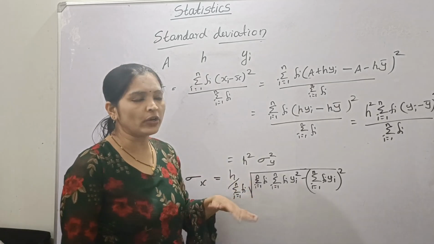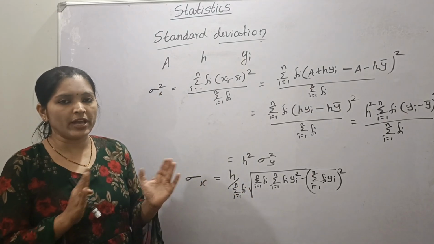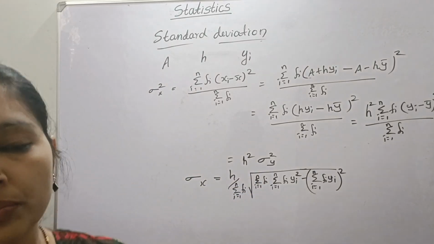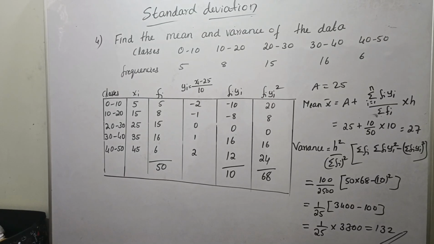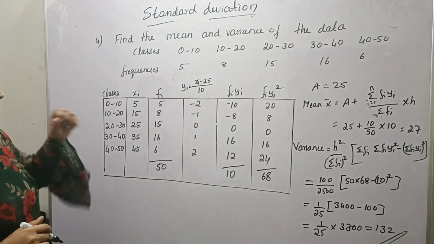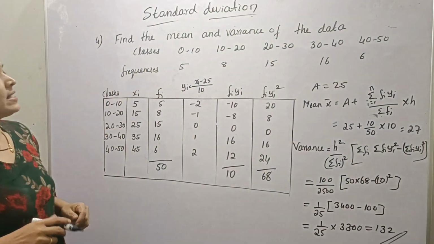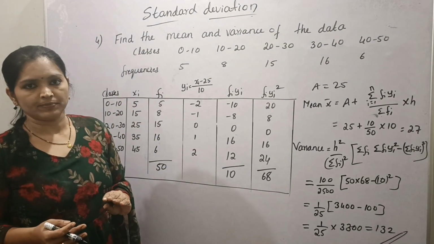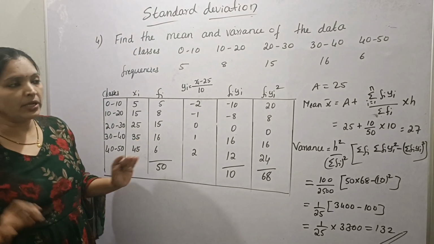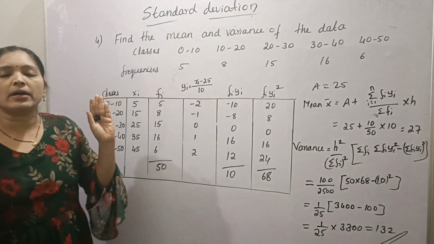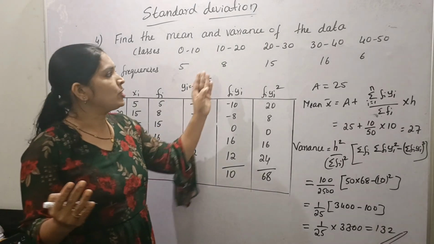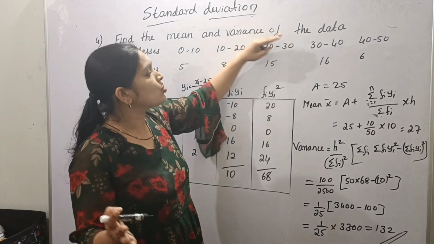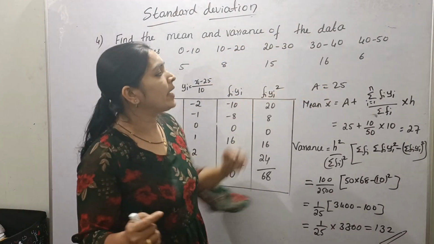So if you are asked to find the variance using shortcut method, you have to apply this formula. Look at this example. Find the mean and variance of the data. Class interval is given, frequencies. So here you have to find the mean and variance of the data using shortcut method. Okay, so for that, first of all we have to make the table. First of all you select the assumed mean. So here, see, mid class interval is this one, so its mid value is 25. So I have taken assumed mean a is equal to 25.